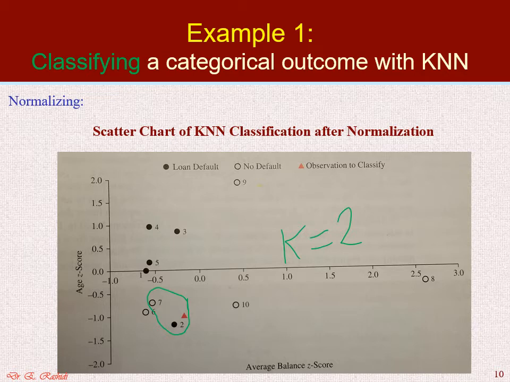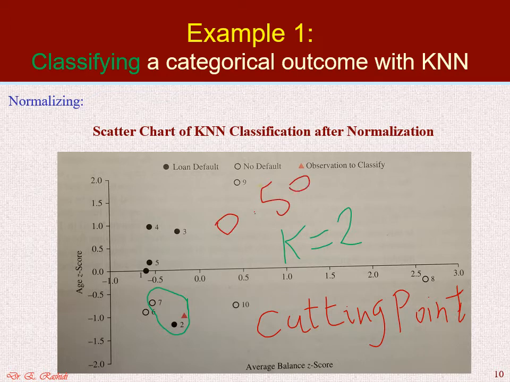So we need to have a cutting point. For example, 50% would be a cutting point. If we consider 50% our cutting point to classify it as, for example, loan default or no default, we need to specify at what point we would classify, if it's 50-50, what it would be classified as.